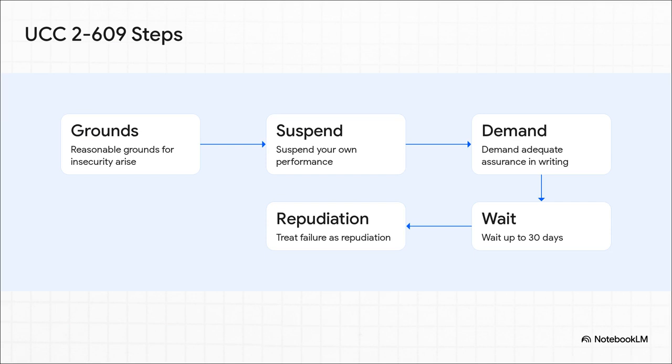Under UCC Section 2-609, if you have reasonable grounds for insecurity, you follow these exact steps. First, you must have reasonable grounds, not just paranoia, but something real based on commercial standards. Second, you can commercially reasonably suspend your own performance. Third, you must demand adequate assurance of due performance. Fourth, you wait. And fifth, if they fail to provide those assurances within a reasonable time, then and only then can you legally treat their silence as a full anticipatory repudiation.